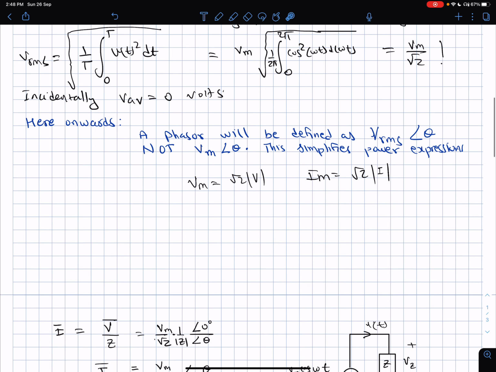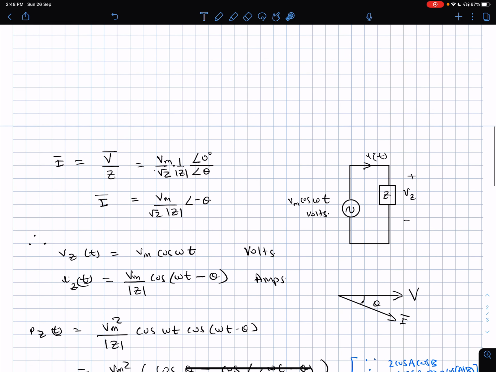All right. Now let us say that I am connecting an impedance Z across my sinusoidal voltage source, and I want to find out the instantaneous power and the average power. I need to find out both these values.